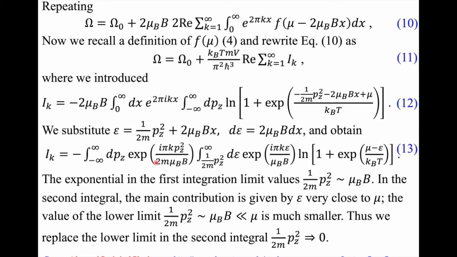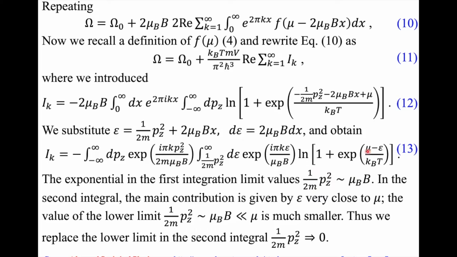Now, for this first integration, with limits p_z squared over 2m up to this value, the argument of this exponential is of order 1, and it gives a significant contribution to the integral. If p_z is much greater than that, this phase is very large. The exponential of i times the phase oscillates very rapidly, canceling different periods, so it doesn't accumulate. So the effective values giving contribution to this integral are of order p_z squared, the kinetic energy of the electron, of order of the magnetic energy.